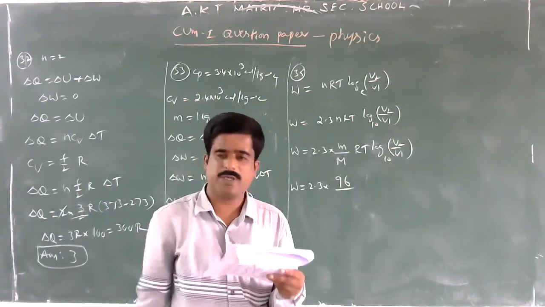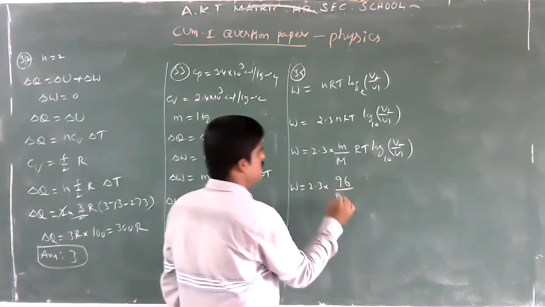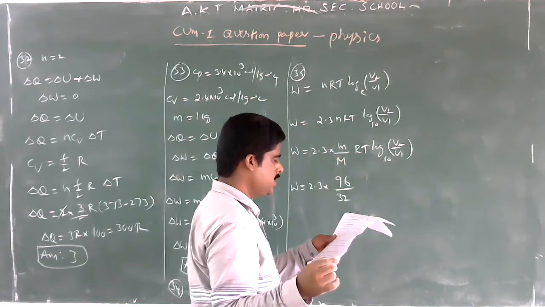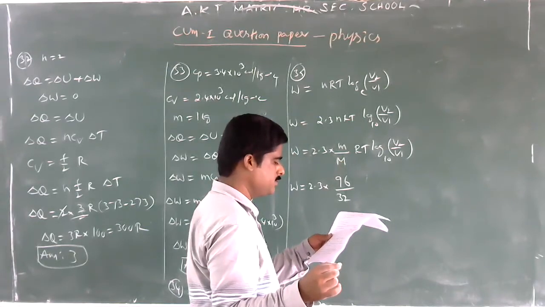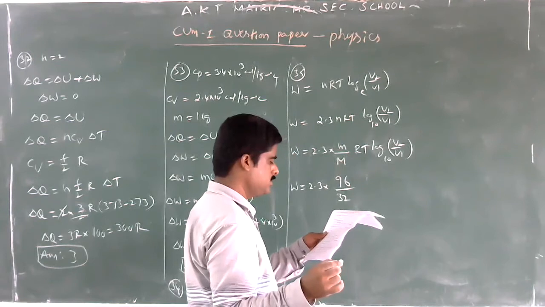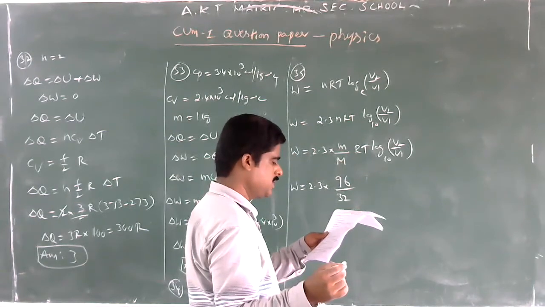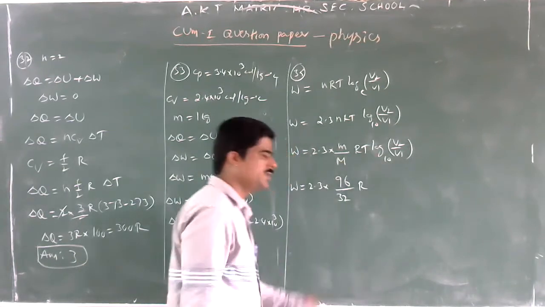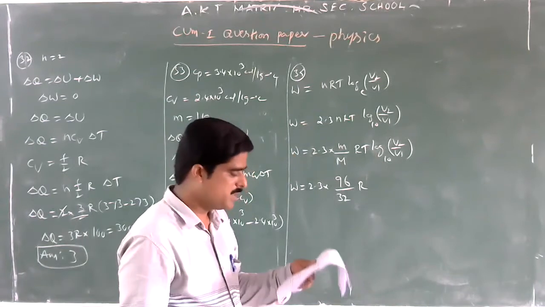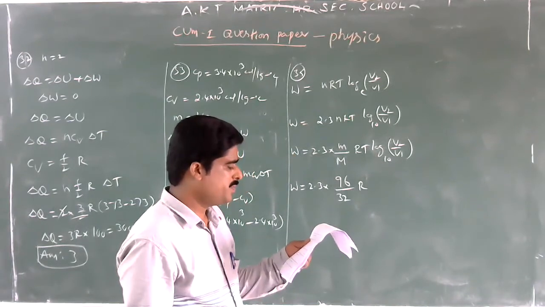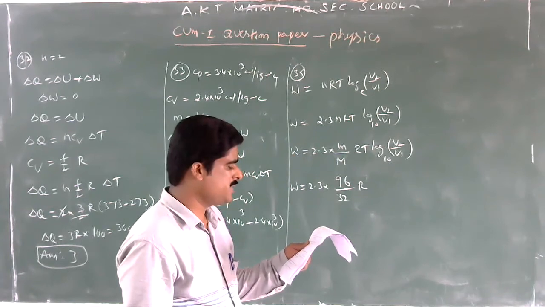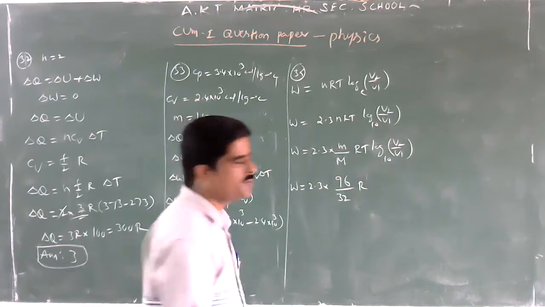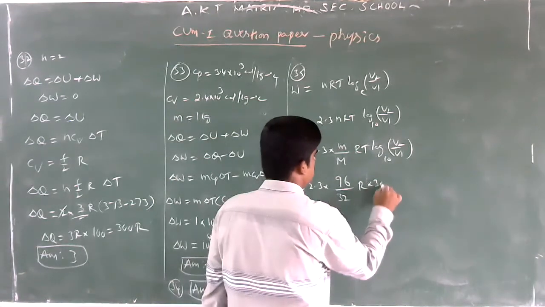Which gas is given here? Oxygen. For oxygen, molecular weight is 32, into R. The capital R value is not given here, so into capital R into T. If you take 8.3, no problem. Next, temperature. At what temperature is the oxygen? 27 degrees Celsius. But this value is converted into Kelvin: 27 plus 273, 300, into 300.